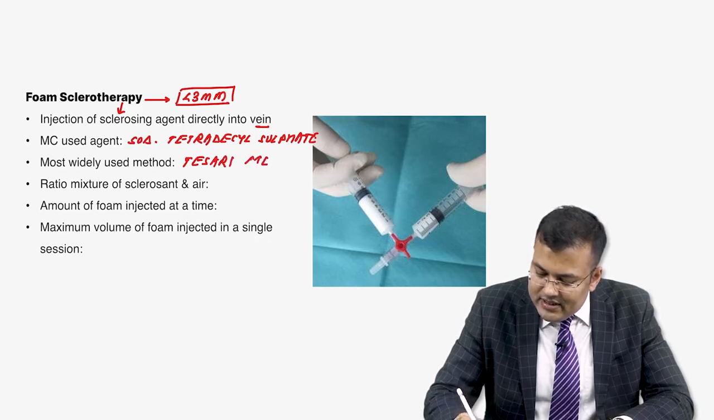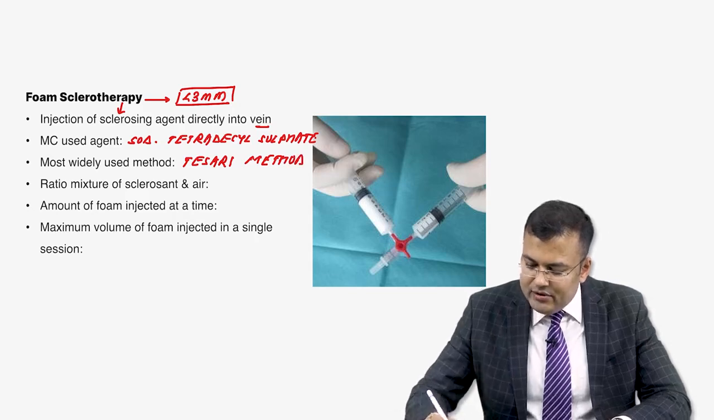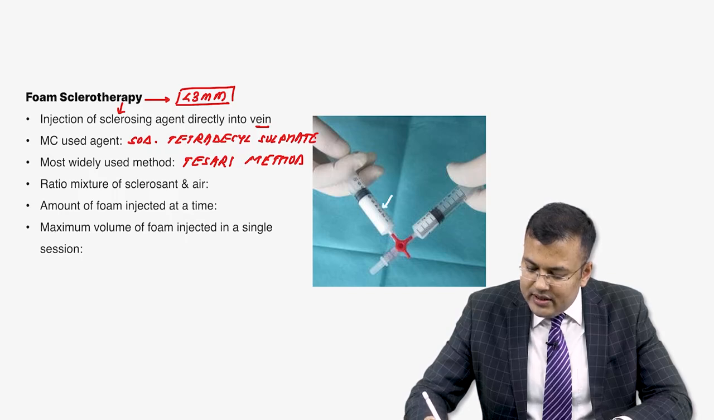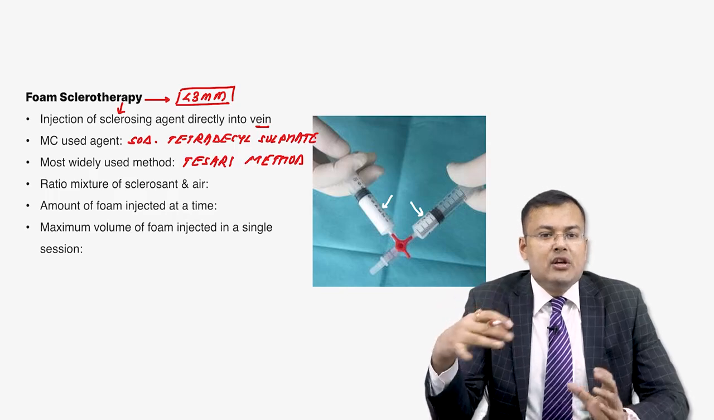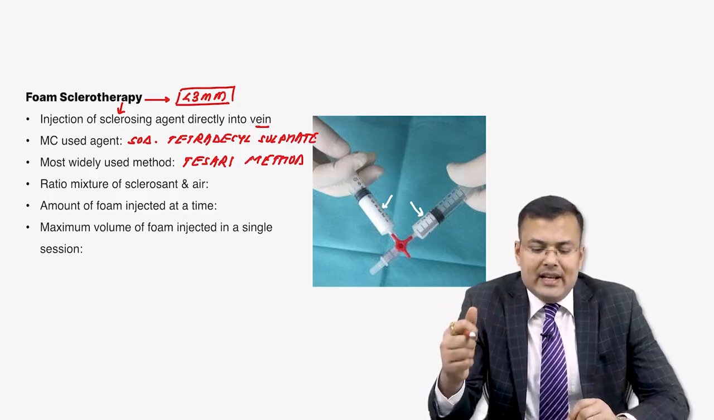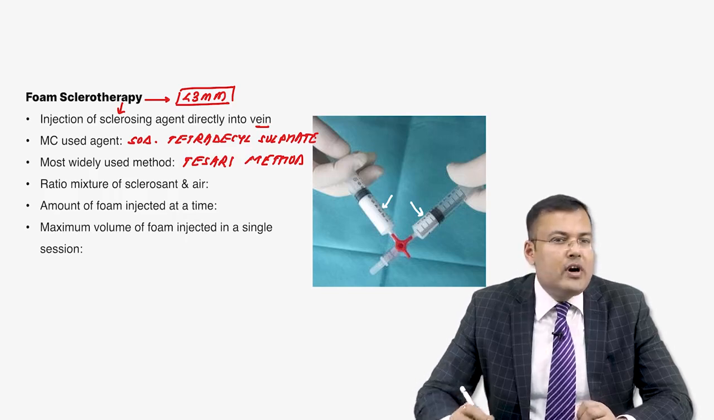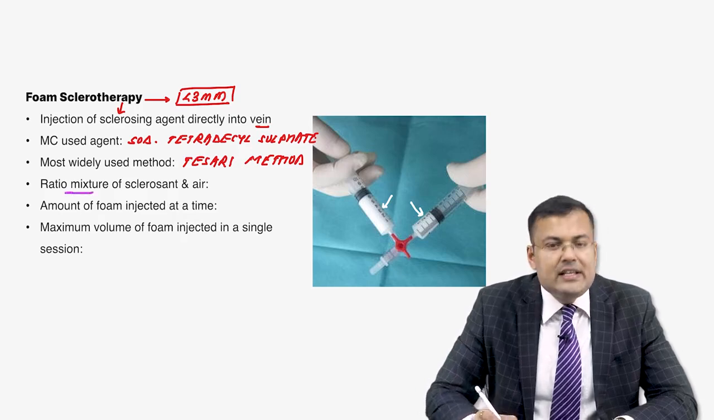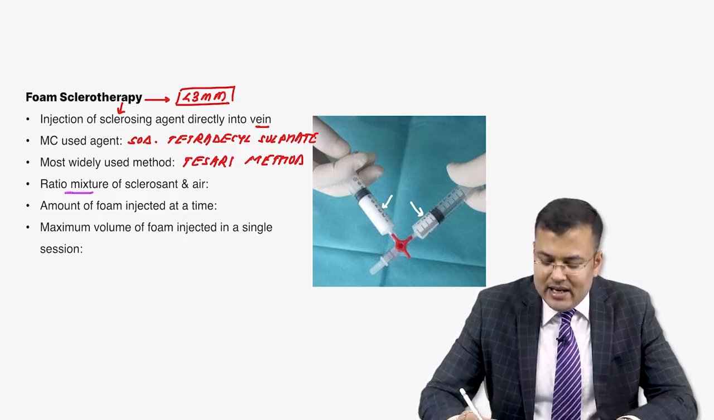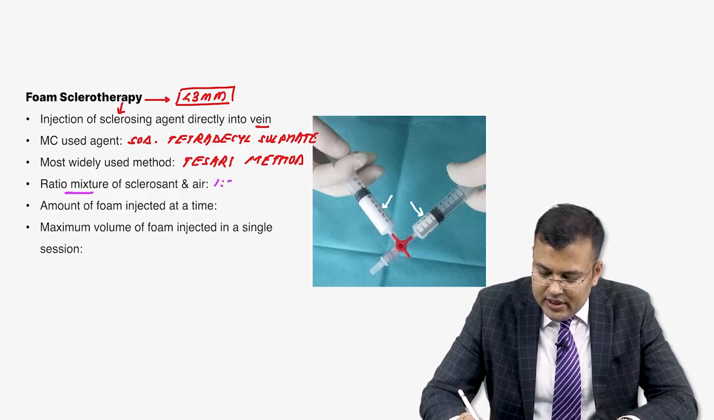In the Tessari method, you can see this image. We are going to take these two syringes. Here there is foam and here there is air. So what we have to create is a mixture. A ratio mixture of sclerosant and air is created by this Tessari method, and it should be 1:3 or 1:4.